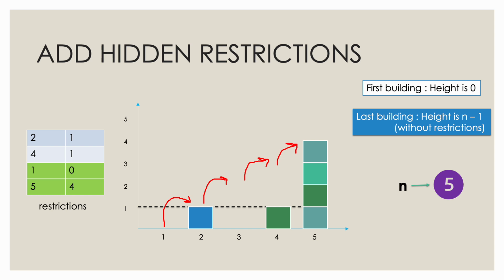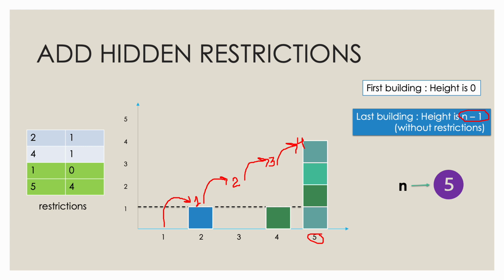So we see from 1, if my height is 0, 2 has a height of 1, 3 has a height of 2 if there were no restrictions. Fourth building has a height of 3. What about fifth building? 4. So we can see if my height is n, my last height could go till n-1 without restrictions. If there were no restrictions, this is how it would look. So we have added a hidden restriction.